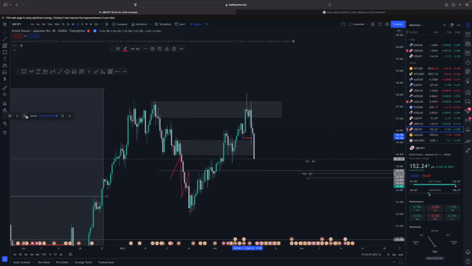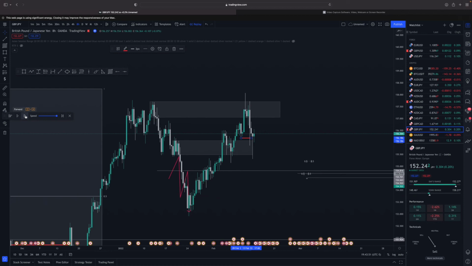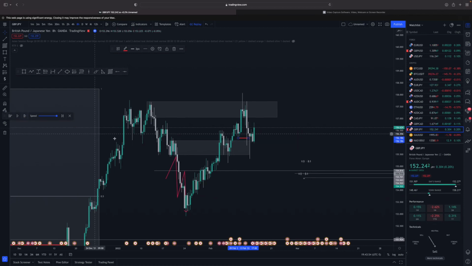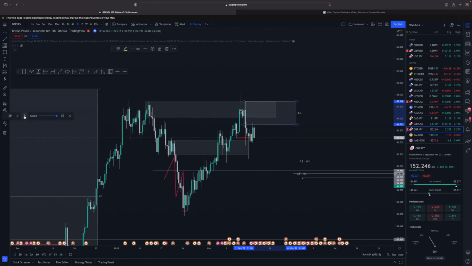Well, it's not broken as yet. No, it's not broken still as yet. Still not as yet. Well, now it's broken. Now this is your break of structure right here, guys. Now these areas anywhere within this last up candle can be your point where you're looking to look for yourselves.